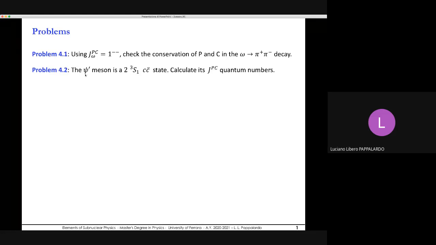The psi prime, as we will study next in the course, is indeed an excited state of a c c-bar bound state. It is one of the states of the charmonium. So we have now, based on this information, to calculate the J P C quantum number of this meson. So we switch back to Word.